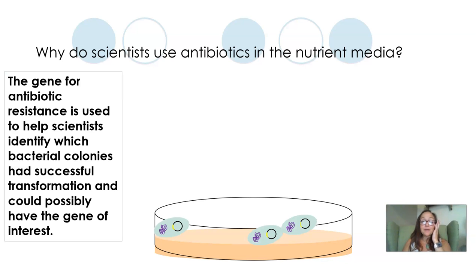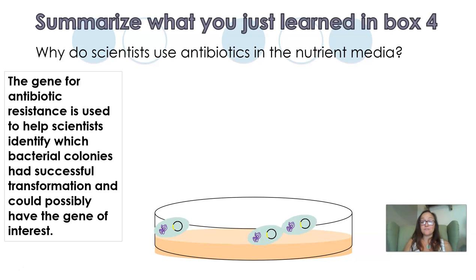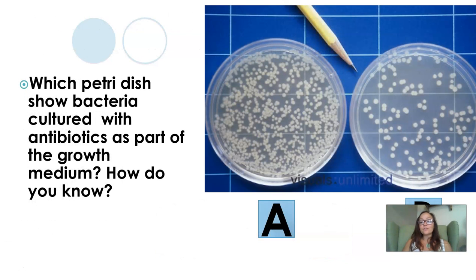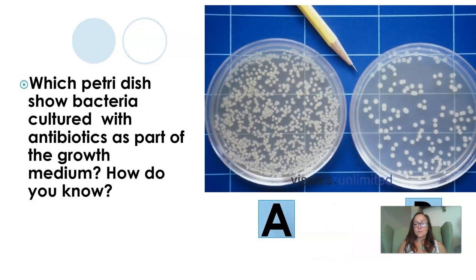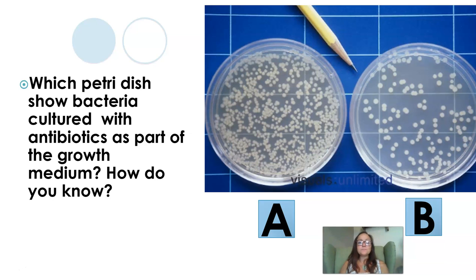So the gene for antibiotic resistance is used to help scientists identify which bacterial colonies had successful transformation and could possibly have our gene of interest. So if I look here at these two petri dishes and I want to think, which one is actually being grown on antibiotics? I would say B. There's fewer there. That probably means that the ones who didn't have the plasmid didn't survive.